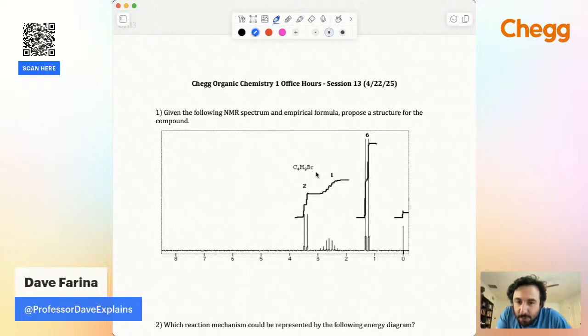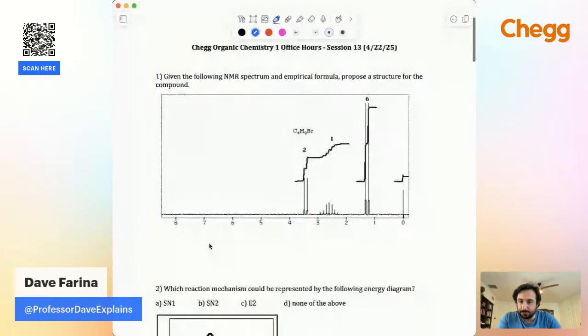So we've got C4H9Br. Now that's a small enough molecule that a decent way to start might be to just go ahead and draw all the possible structures, right? What are the different structural isomers that have this molecular formula? The best way to do this is, we know we have to have a 4-carbon skeleton. So how many ways can we arrange a 4-carbon skeleton, and how many ways can we place a bromine atom on that 4-carbon skeleton?